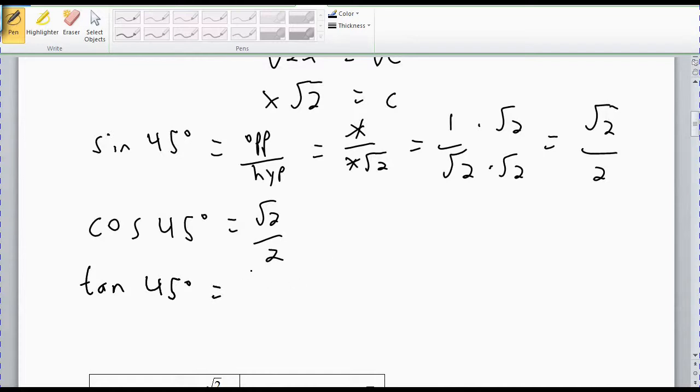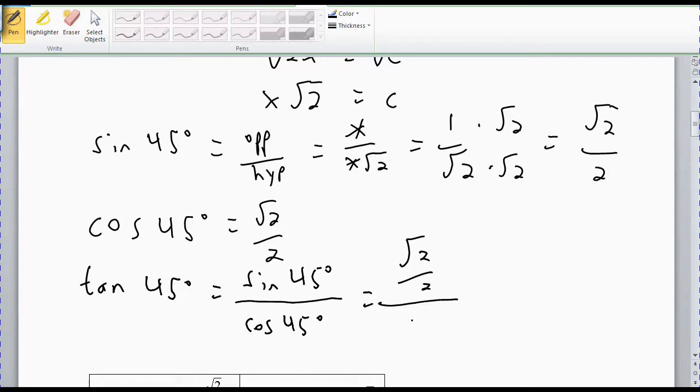And since tangent is the same as sine over cosine, we're going to take square root of 2 over 2, which is sine of 45, over square root of 2 over 2. And if you want to, put that in parentheses just so you know we're taking the same thing divided by itself, which is 1.